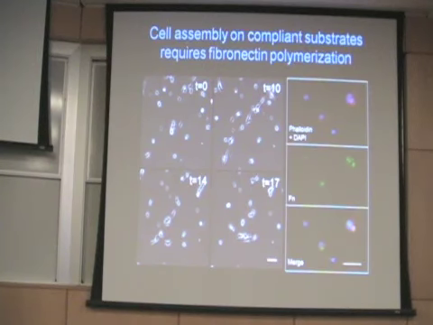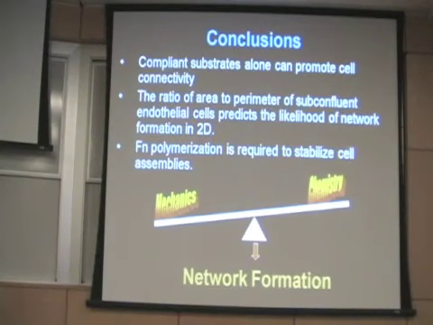And so our conclusion, at least from these experiments, is that mechanics can help drive the cells together, as we can see in this experiment. But the maintenance of these stable cell-cell contacts into network structures requires fibronectin to stabilize the structures and to keep the cells in contact. And so, in conclusion, I hope to convince you that we can use compliance and mechanics to promote cell connectivity, and we can use it as a modulator of tissue formation.